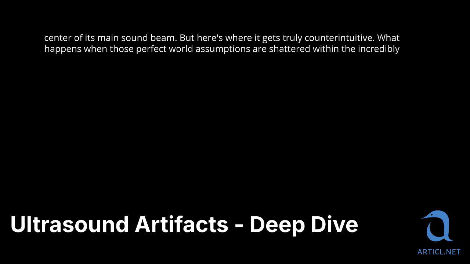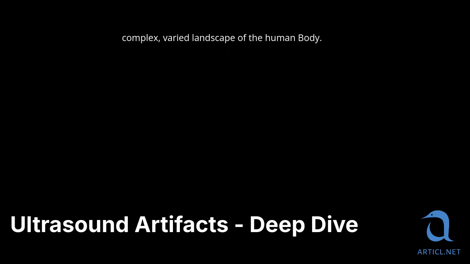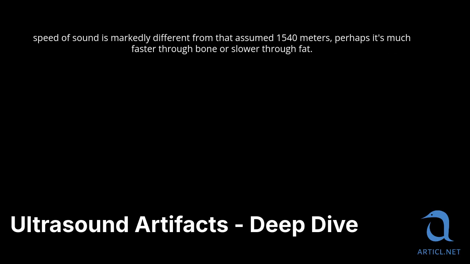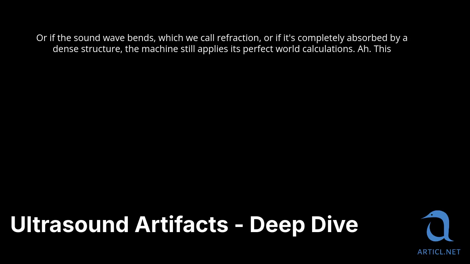But here's where it gets truly counterintuitive. What happens when those perfect world assumptions are shattered within the incredibly complex, varied landscape of the human body? Ah, that's where the magic or sometimes the mischief begins. If we connect this to the broader principles of imaging, well, when the sound beam encounters tissues where the speed of sound is markedly different from that assumed 1,540 meters per second, perhaps it's much faster through bone or slower through fat, or if the sound wave bends, which we call refraction, or if it's completely absorbed by a dense structure, the machine still applies its perfect world calculations.